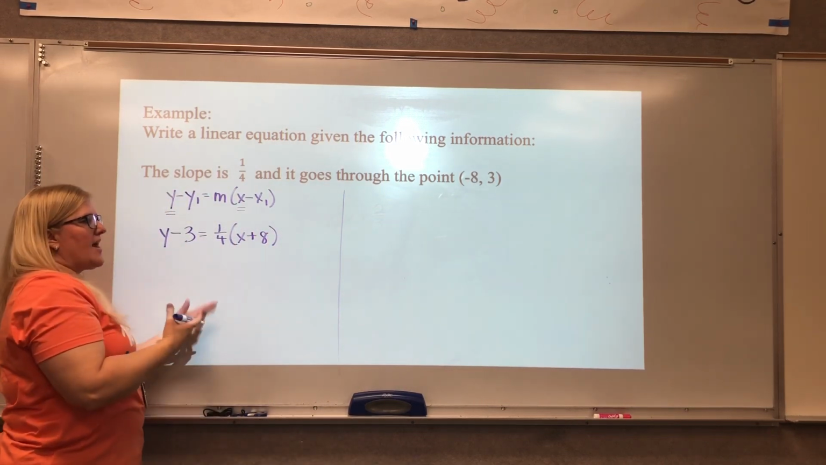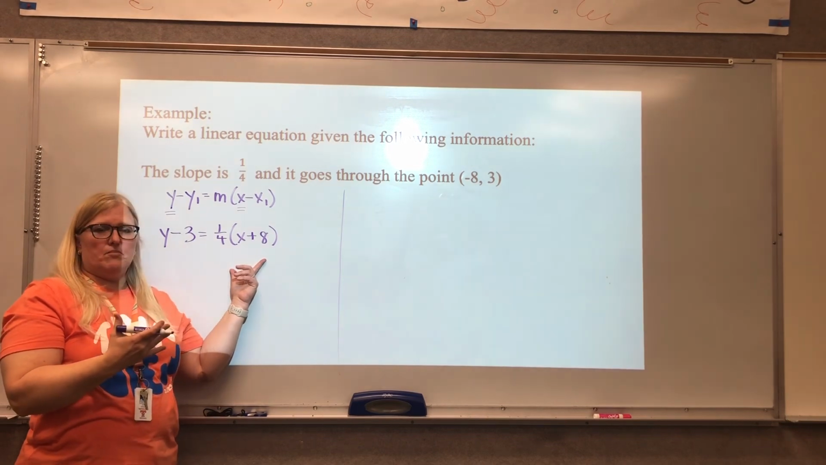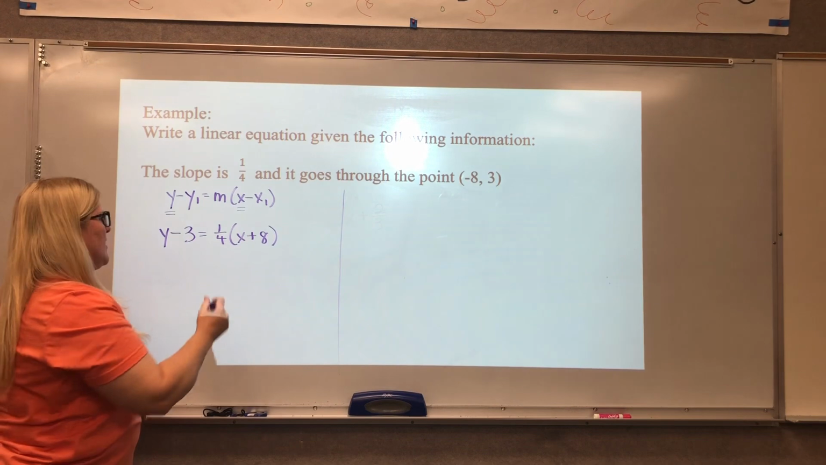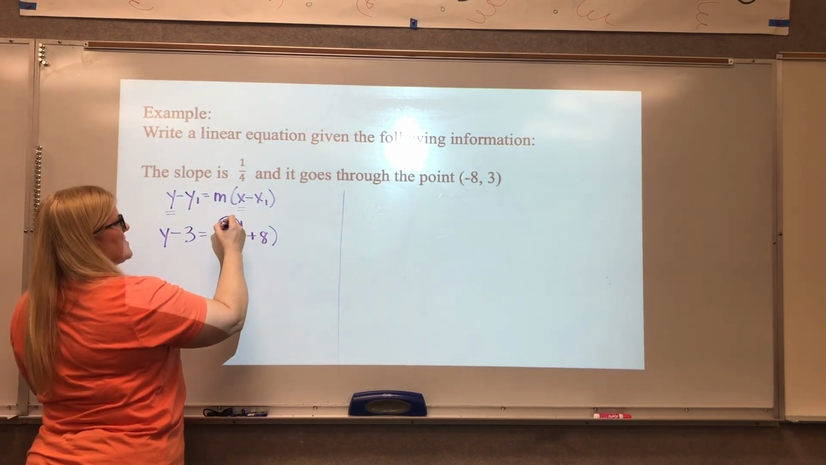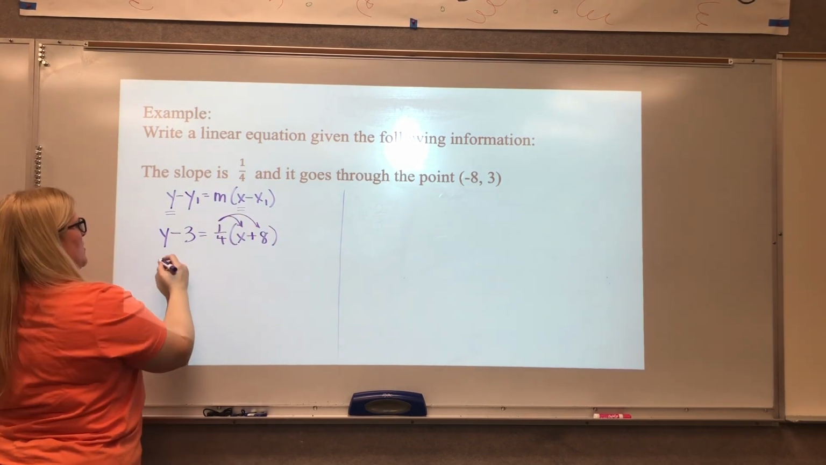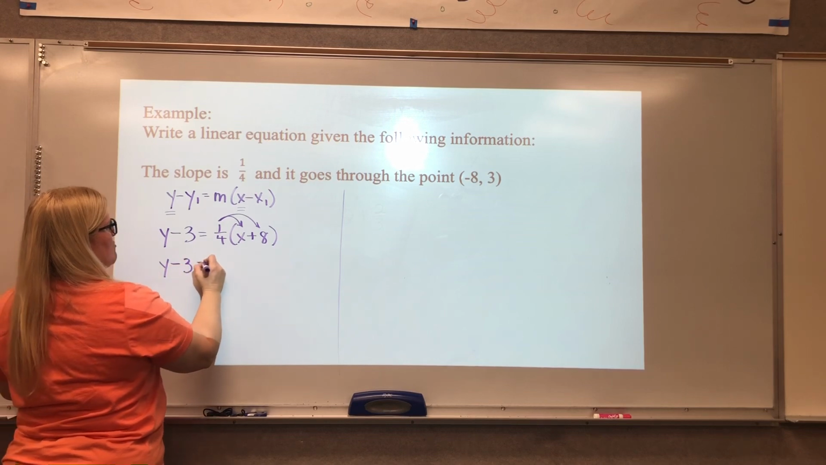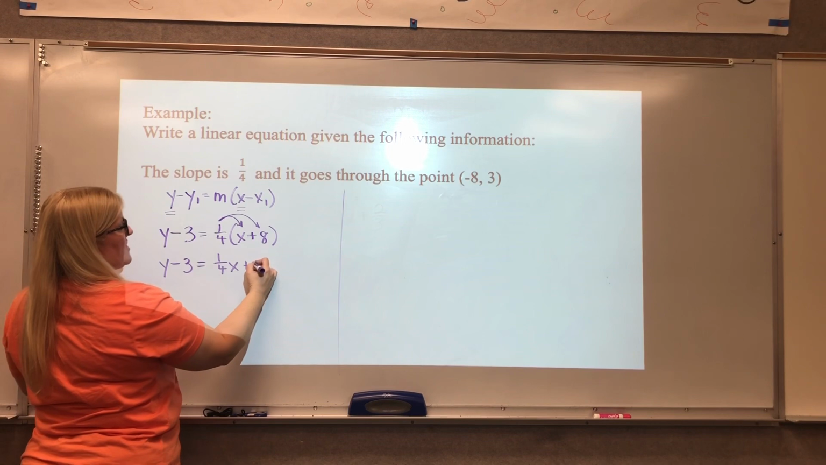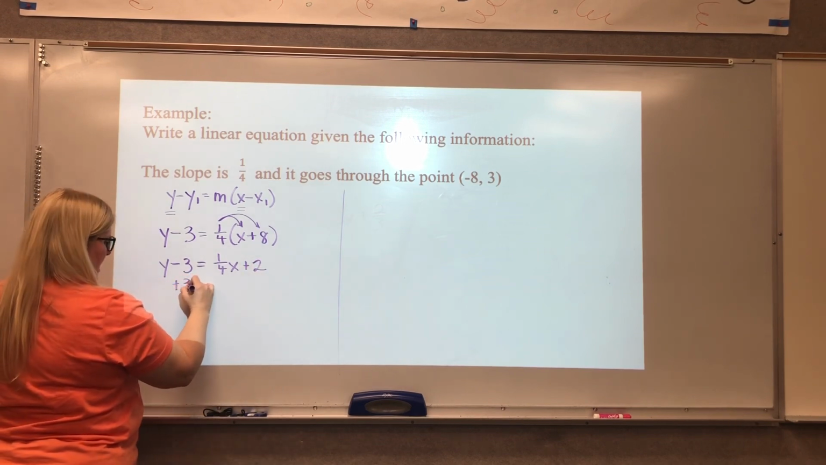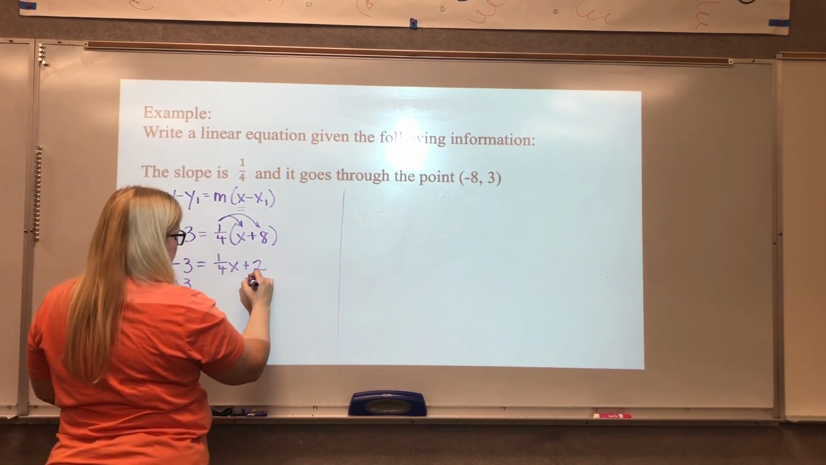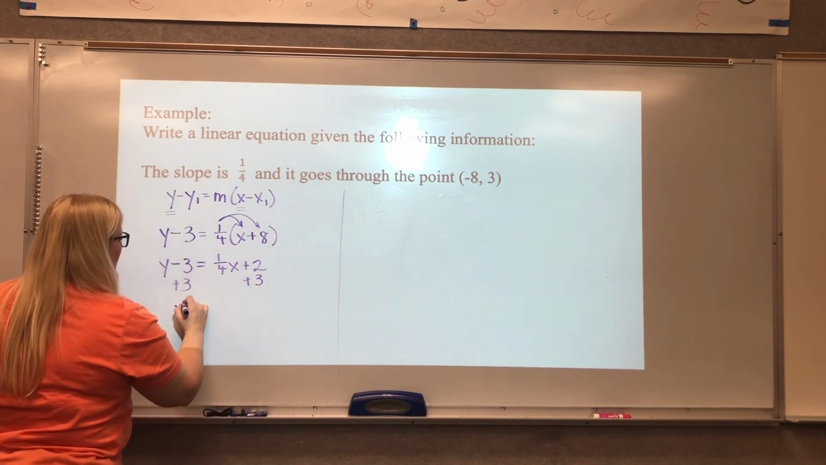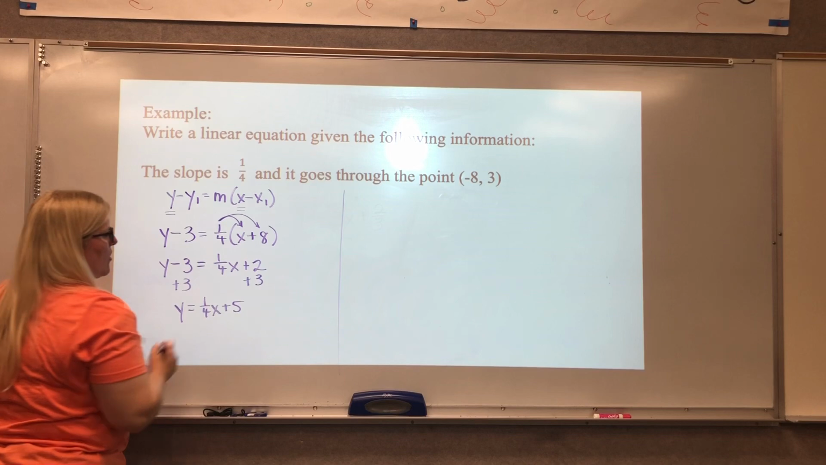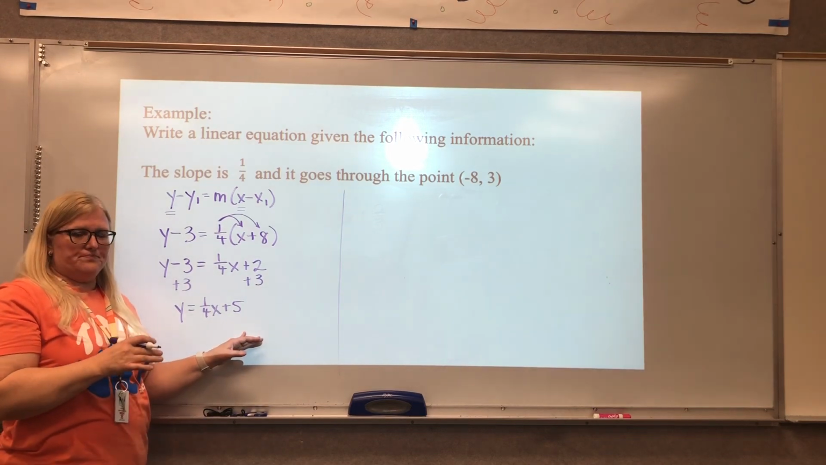And we could keep it like this if we want it in point-slope form, but I'm actually going to put it into slope-intercept form. To do that, I need to get y by itself. So I'm going to distribute. So y minus 3 equals 1/4 x plus 1/4 times 8 is 2. And then I'm going to add 3 to both sides, and I get y equals 1/4 x plus 5. Okay, so that's one way to do it.